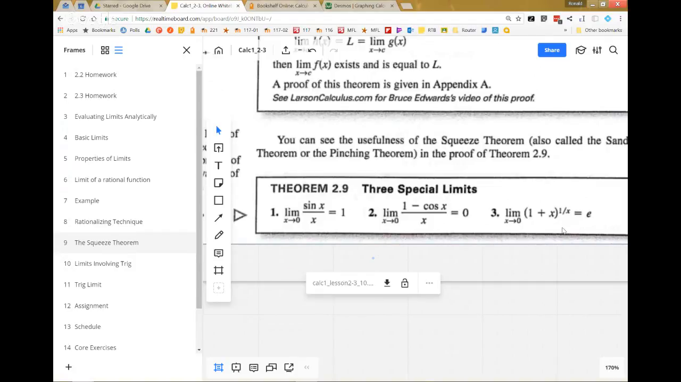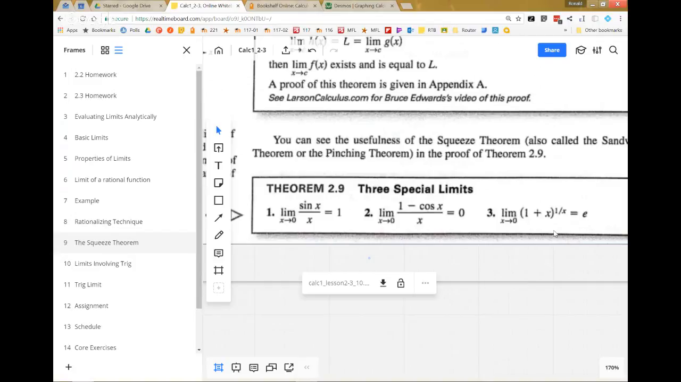And then number 3, this should look familiar from our E day that we spent time on. This is that formula for E, kind of. So if you take the limit as x approaches 0 of 1 plus x, taken to the 1 over x power, that's going to approach that special number E. So you want to write those down, okay? Those are very, very important. You're going to have to memorize those. There's not a lot you're going to have to memorize, but those you're going to have to know.